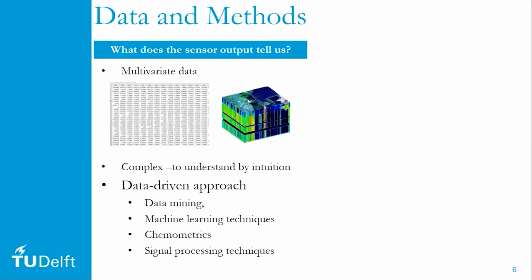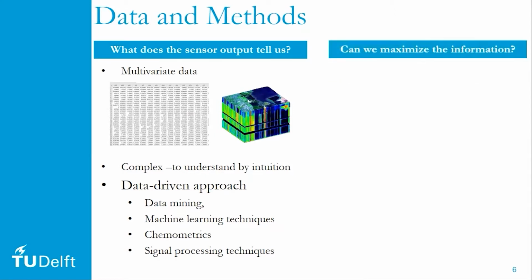But the question is, can we maximize the results? Can we improve the results? And the answer is yes, it's possible to enhance the information from sensor data using sensor combination. And sensor combinations can be applied using different approaches. One is using sensor physical integration, but this is expensive and challenging in practical implementation, especially for those sophisticated techniques. And data fusion can be an alternative and economic option.